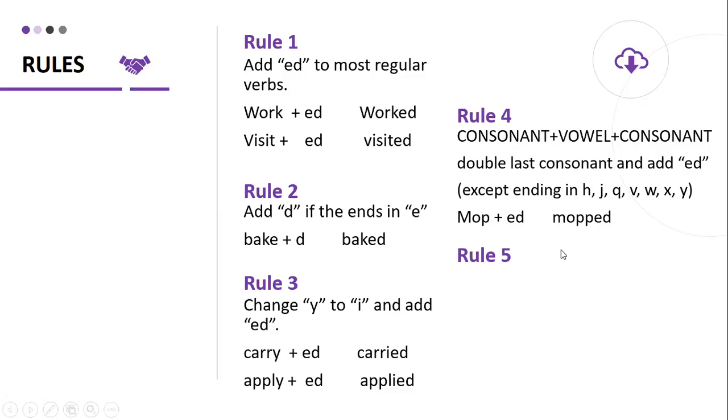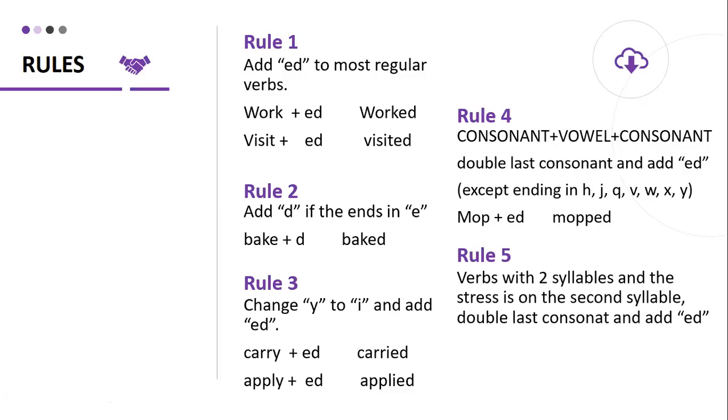Okay? Rule number five. Verb with two syllables, right? Y cuando el verbo tiene dos sílabas, ¿verdad? Y el acento, la fuerza de voz va en la segunda sílaba, on the second syllable, we double the last consonant. Aquí me faltó una N también. Y luego le agregamos ED. Example, confer, right? Conferir. We don't say confer, no. We say confer.